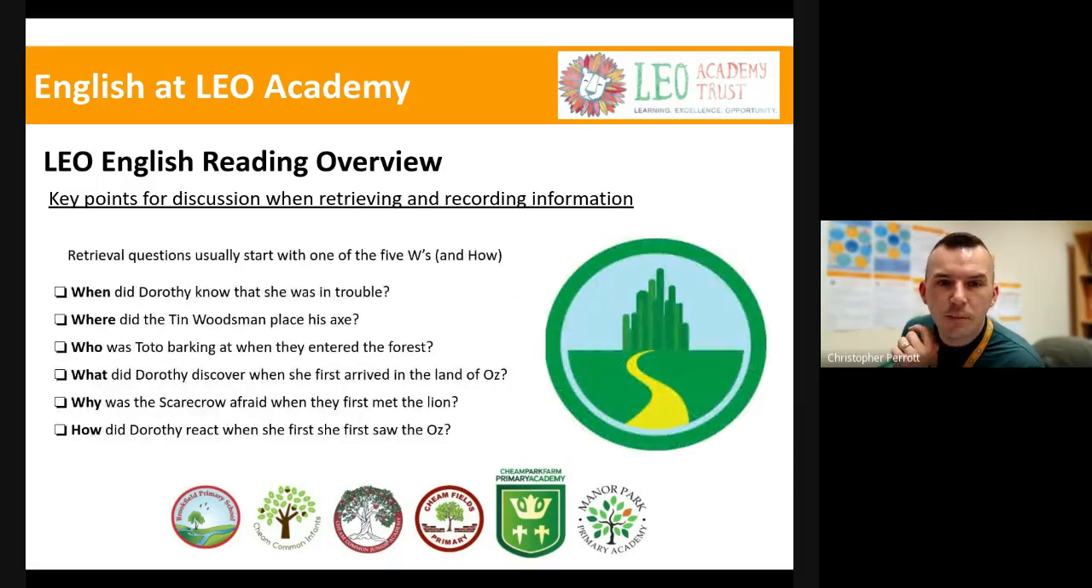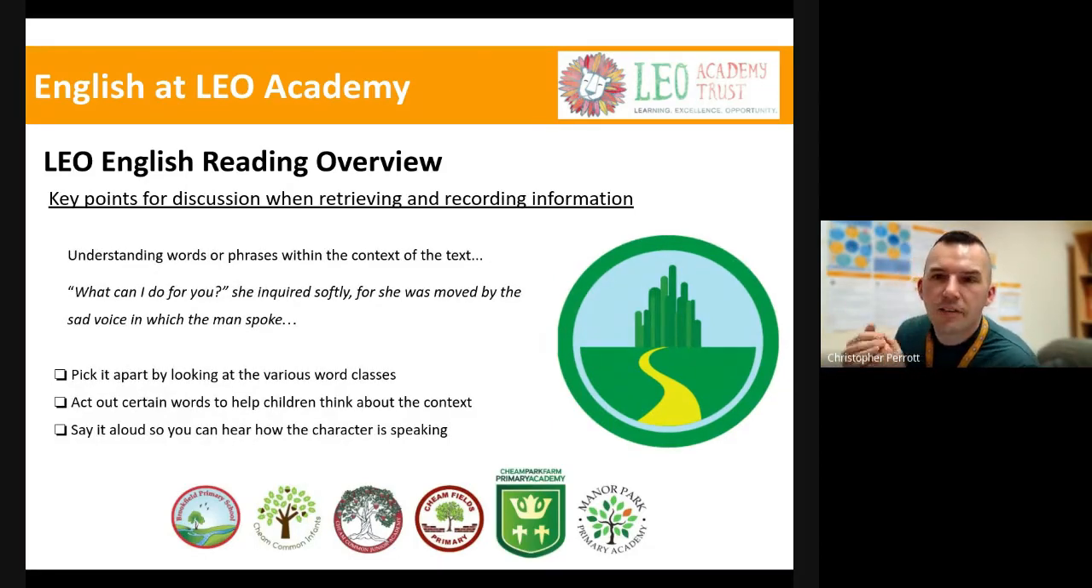And again, here's an example taken from a lesson that I taught. When did Dorothy know she was in trouble? When, therefore, I'm looking for a time. Where did Tin Woodsman place his axe? I'm looking for a place. So I'm training those children specifically on where they need to look and what they need to look for. Who was Toto barking at? Who? I'm looking for a person. So already I'm training those children, and again, I'm retraining them every time that I apply this skill to them.